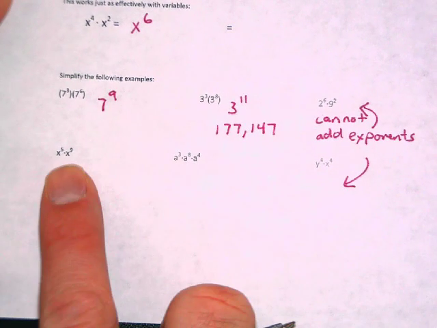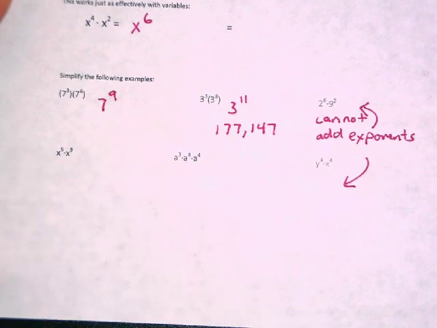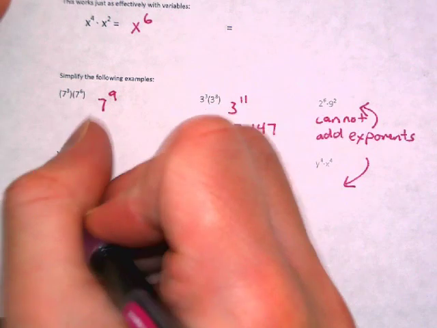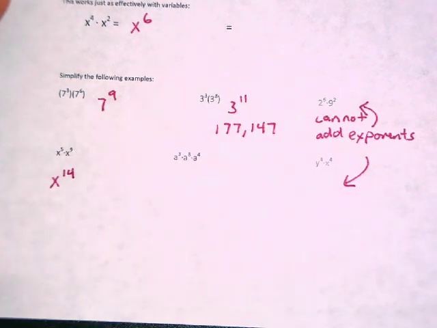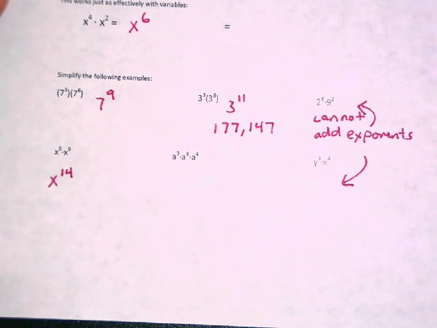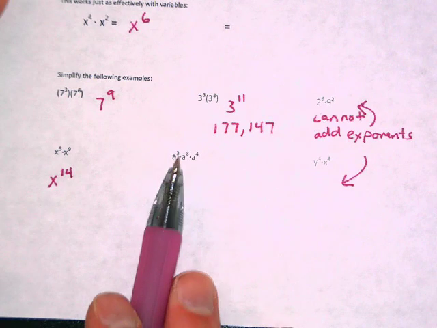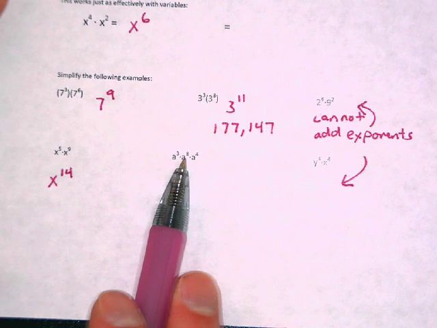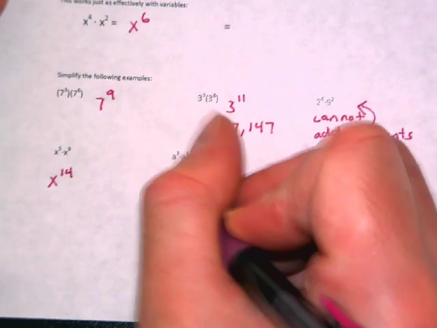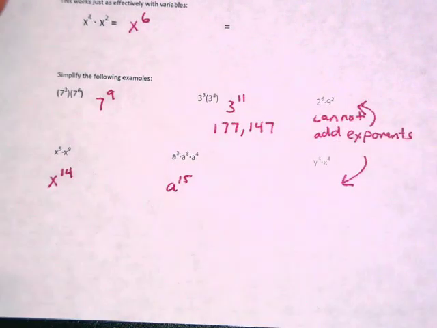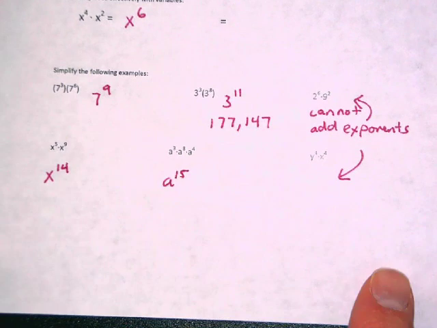We go down to the bottom left now. We got x to the 5th times x to the 9th. So 5 plus 9, we get x to the 14th. And then also, it doesn't matter how many terms you're dealing with. As long as these are all a's, I'm going to add up all the exponents. So 3 plus 8 is 11, 11 plus 4, and we get a to the 15th.